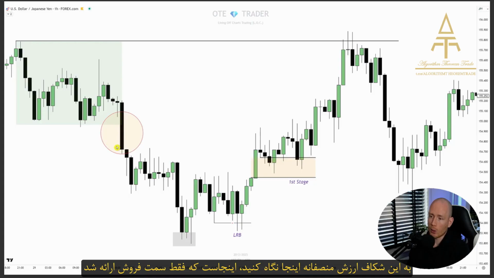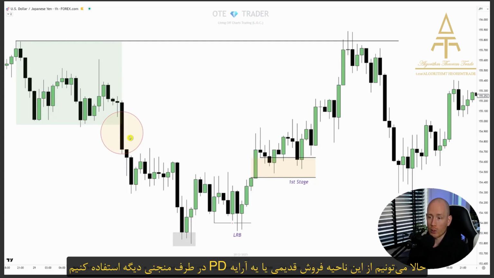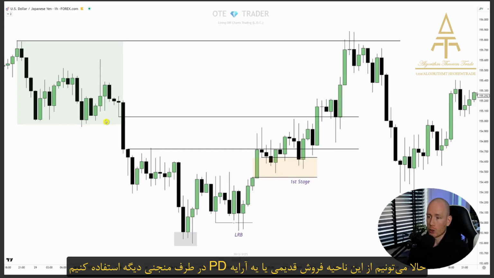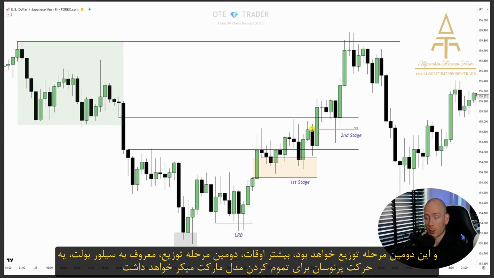Look at this fair value gap here. This is where only sell side was offered, and it prints a fair value gap over here. Now we can use this area of old selling for a PD array on the other side of the curve. So if you draw out the lines of that fair value gap, we can see an order block formed right inside of this area, right? And this would be second stage distribution.